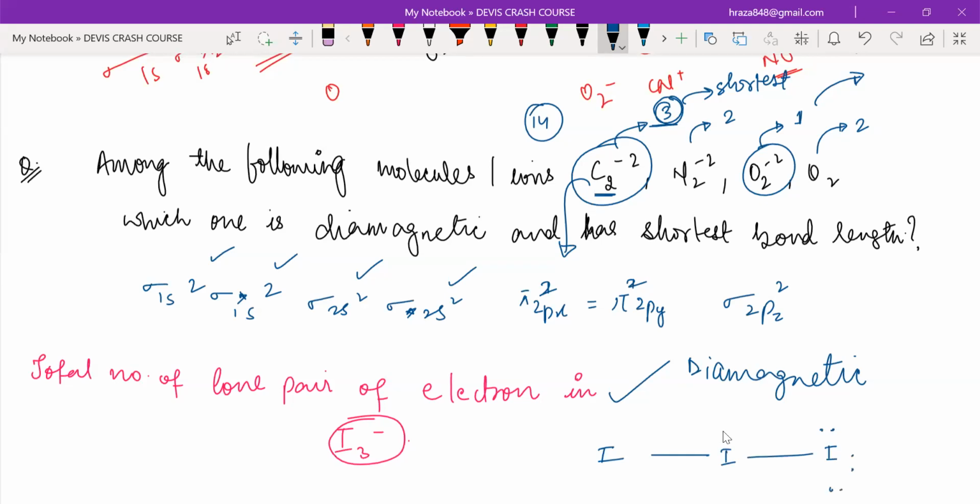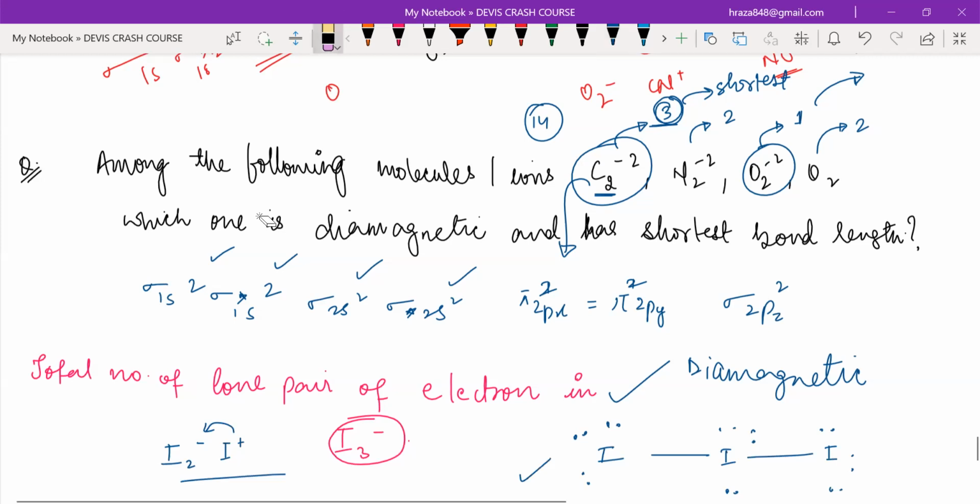3 lone pairs each. Basically, the I2 and I minus combine to form this I3 minus. Look, with 3 lone pairs each, and there is a negative charge on the square bracket. That's why there is a negative charge like this. You can write.